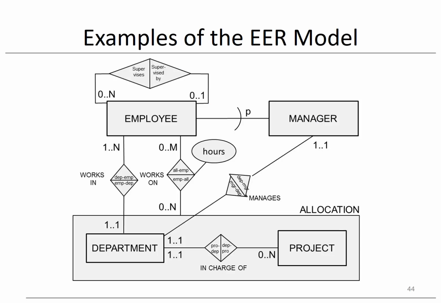Here you can see our earlier HR administration example, but now enriched with some EER modeling concepts. More specifically, we partially specialized employee into manager. The relationship type manages then connects the manager subclass to the department entity type. Department and project have been aggregated into allocation. This aggregate then participates in the relationship type works on with employee.